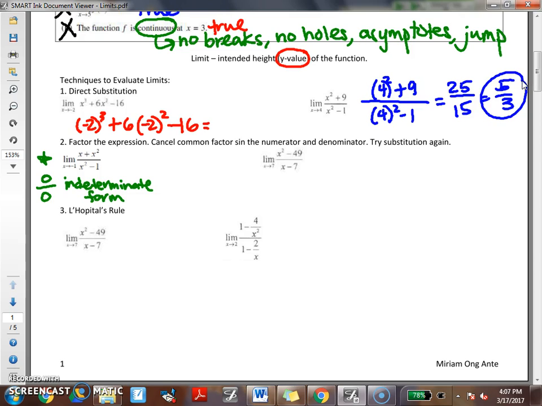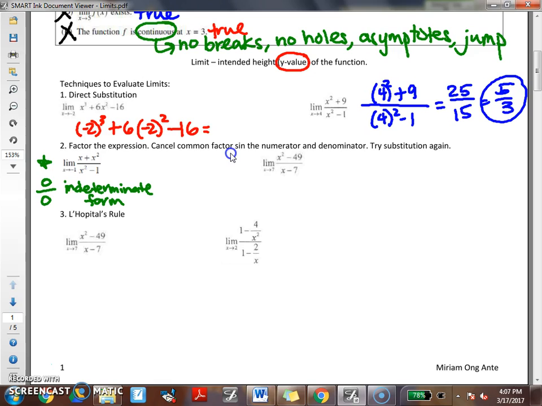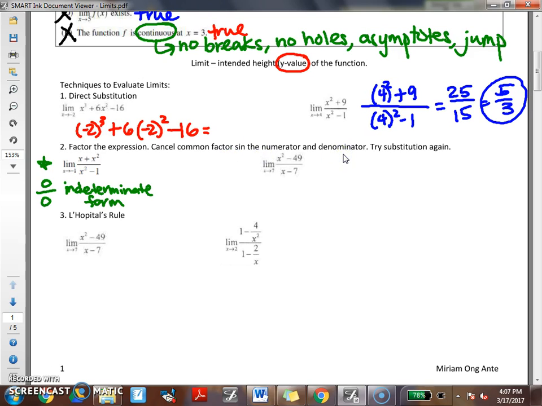All that means is this tells us nothing. We're not getting any information from it. So, one thing that we can do to help us is to factor the expression, cancel the common factors in the numerator and the denominator, then you try substitution again. All that means is, let's try to factor, all right?